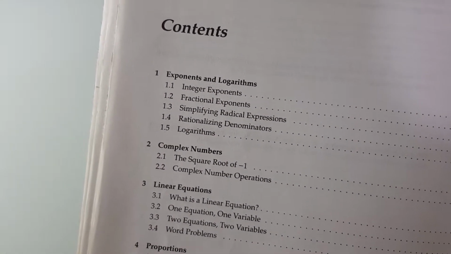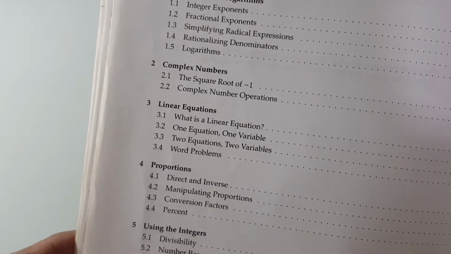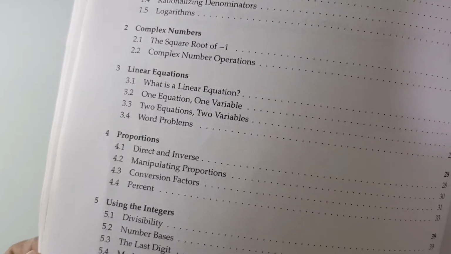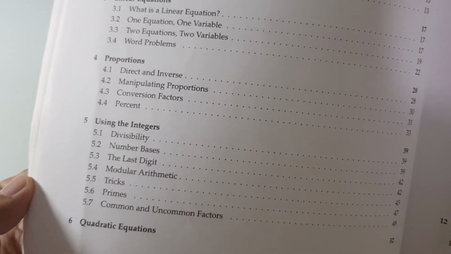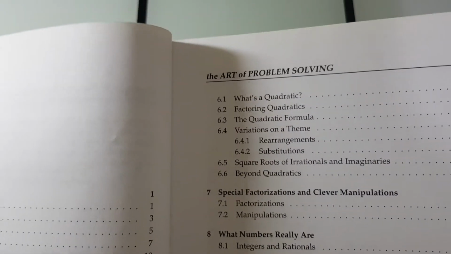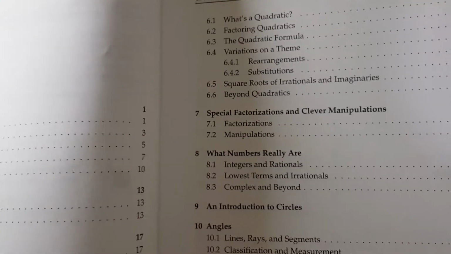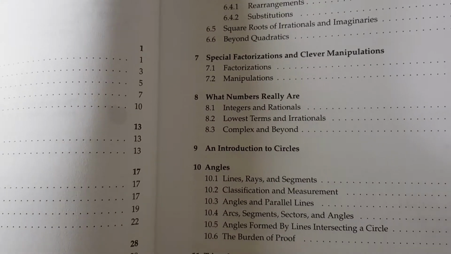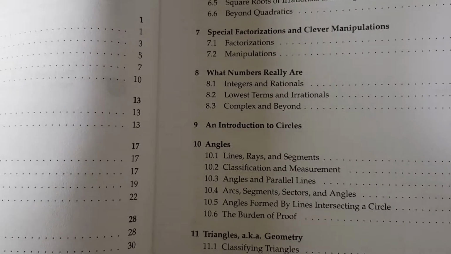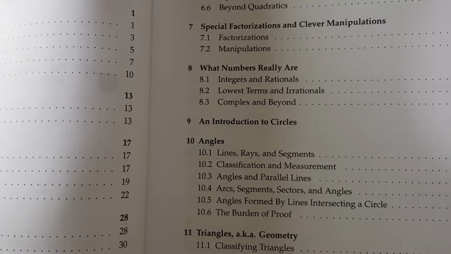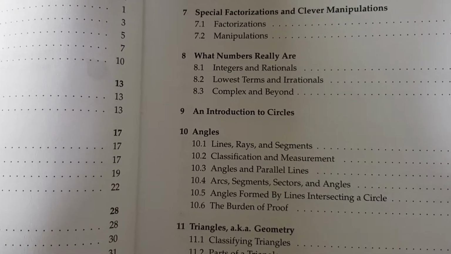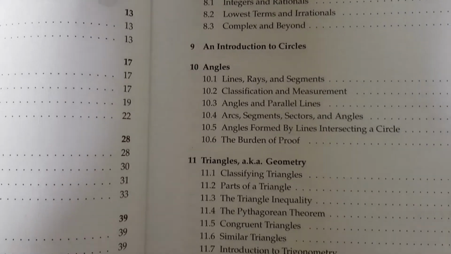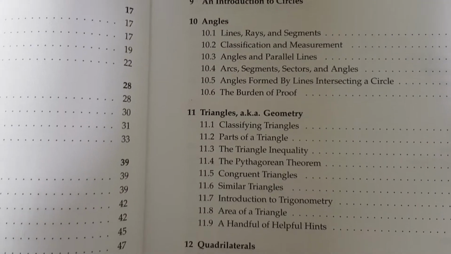So we have chapter 1, exponents and logarithms, complex numbers, no, tapos nandyan yung linear equations, proportions using integers, no, quadratic equations. And we have quadratics, factorizations. So ayun, dinifferentiate niya yung integers, rationals, irrationals, complex, and beyond. So I think these are about the numbers. Tapos meron din siyang angles, triangles, quadrilaterals.